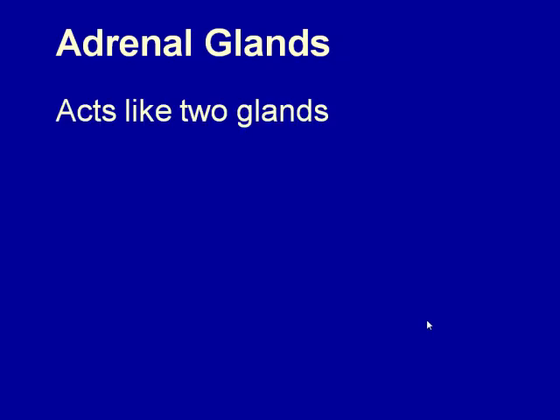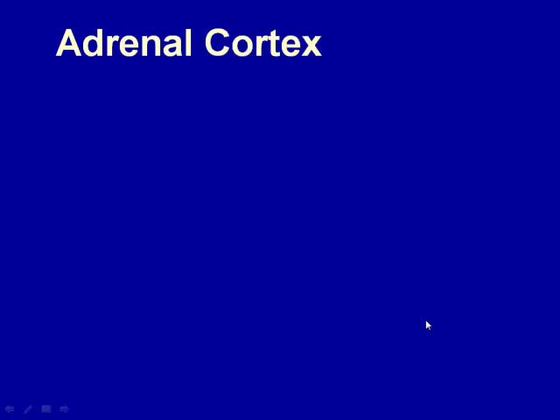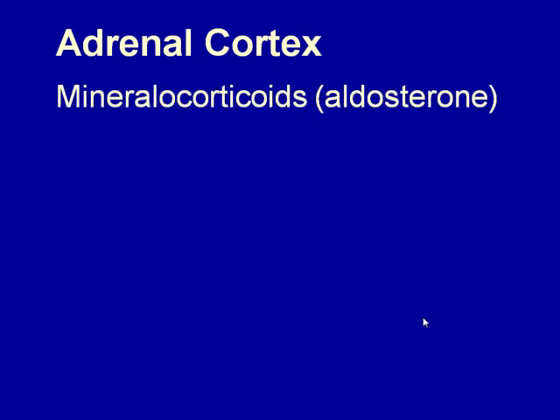The adrenal glands sit on top of the kidney, and it acts like two glands. There's an adrenal cortex and an adrenal medulla. Let's look at the adrenal cortex first. The adrenal cortex makes 3 types of hormones. One is the mineralocorticoids, and the one we'll pick out to talk about is aldosterone. There are others, but aldosterone is the primary mineralocorticoid.